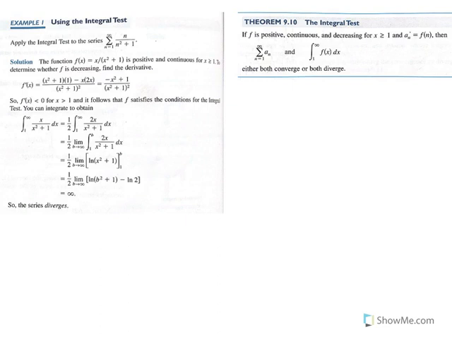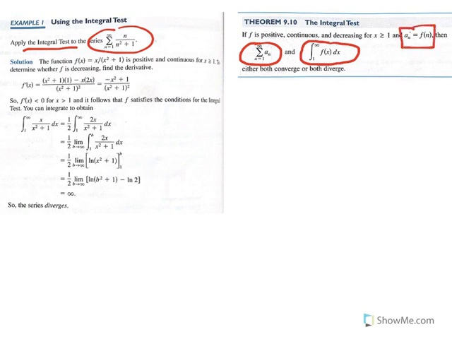So we want to take a look at example 1 from section 9.3 using the integral test. The instructions are: apply the integral test to this series. So look at the integral test. It states that to determine if an infinite series converges or diverges, you can examine the convergence or divergence of the improper integral whose integrand has the same rule as the nth term for the infinite series.